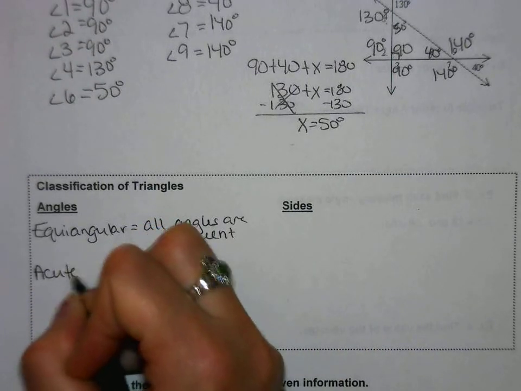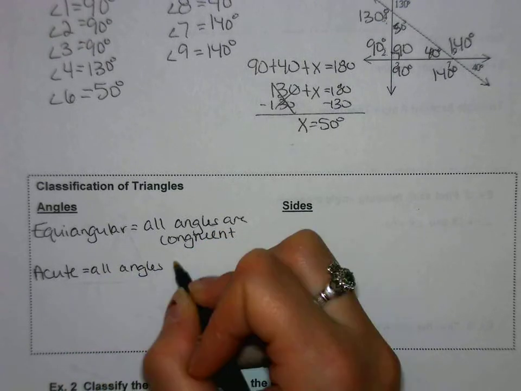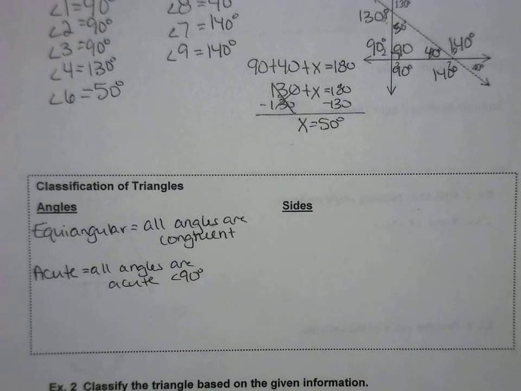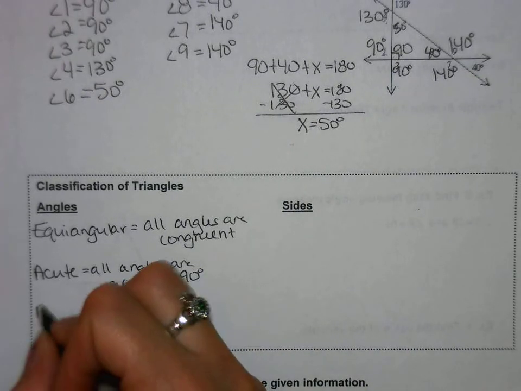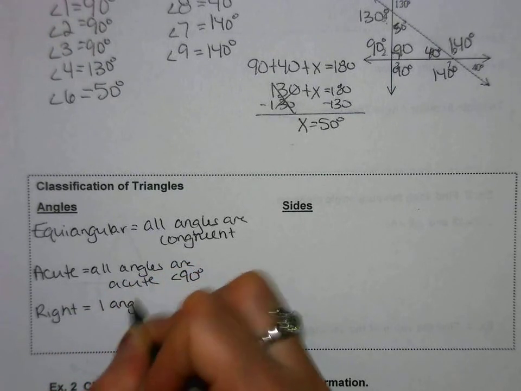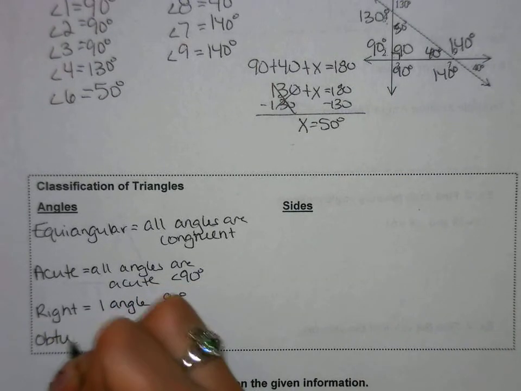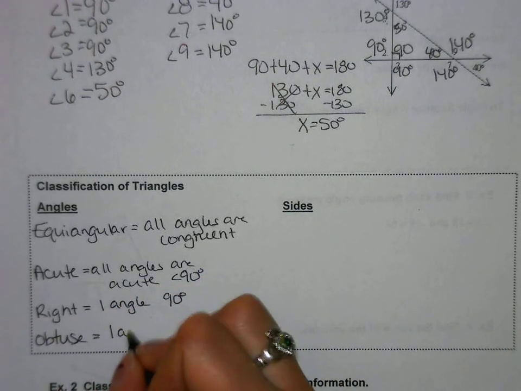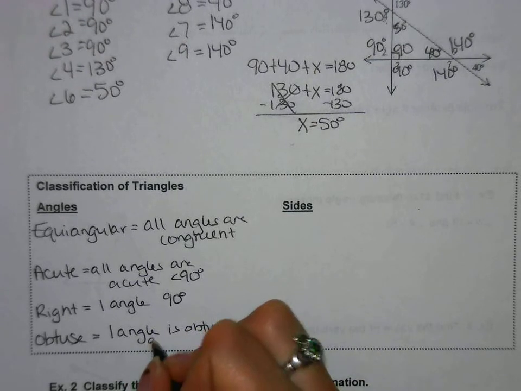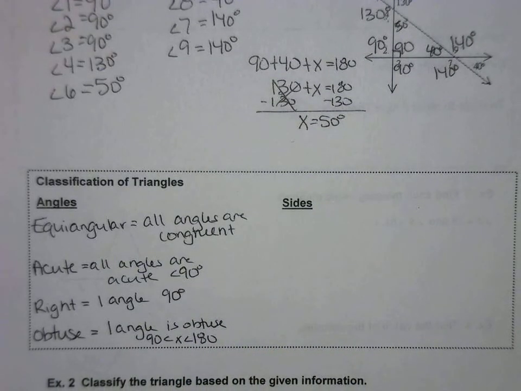We could have an acute triangle, meaning that all angles are acute, which also means that they're less than 90 degrees. We can have a right triangle, which means we have one angle that's 90 degrees. And last but not least, we can have an obtuse triangle, which means one angle is obtuse. And remember, that's when it's greater than 90 degrees, but also less than 180 degrees. So it's somewhere between 90 and 180.